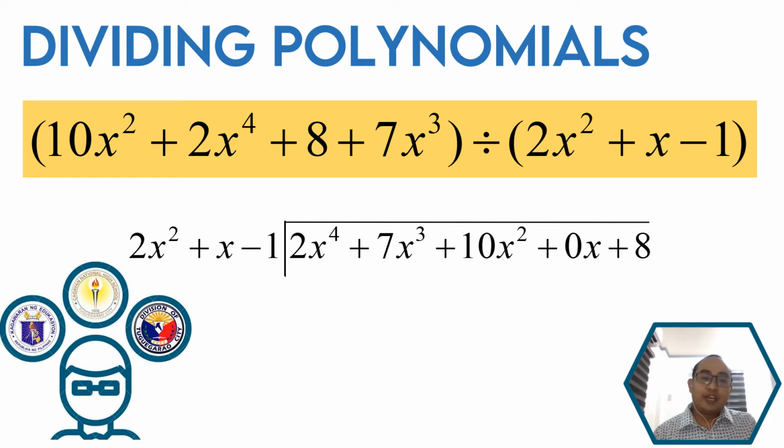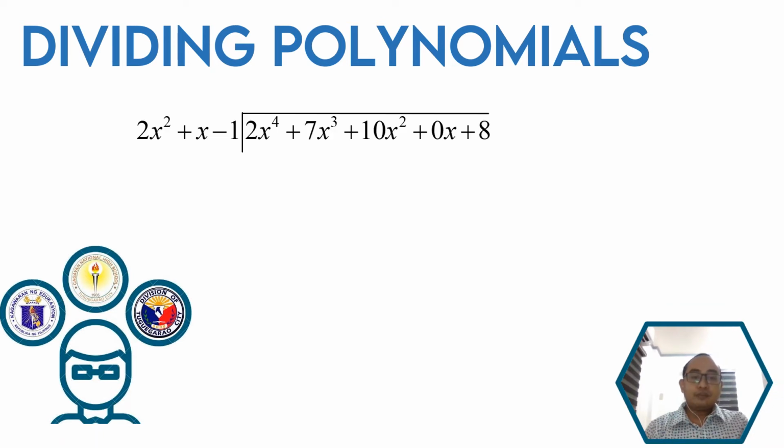So there are two considerations here, class, before we proceed to division. First is we have to write both the dividend and the divisor in standard form. That means to say we have to arrange the terms in descending powers of x. And if ever there are terms that are missing, we have to include that term by writing a numerical coefficient of 0. So since we have done that, we are now ready to divide 2x to the fourth plus 7x cubed plus 10x squared plus 0x plus 8 divided by 2x squared plus x minus 1.